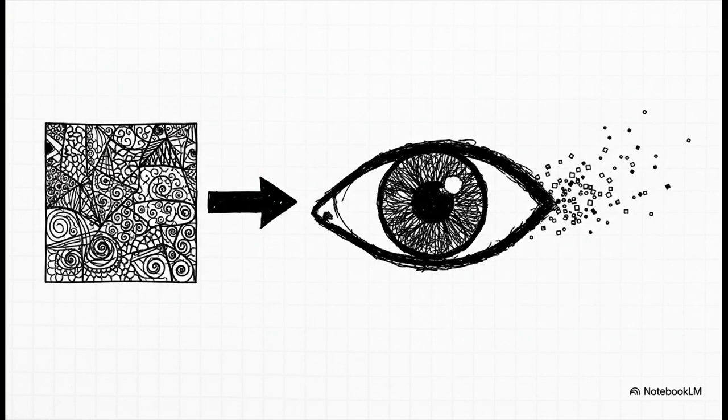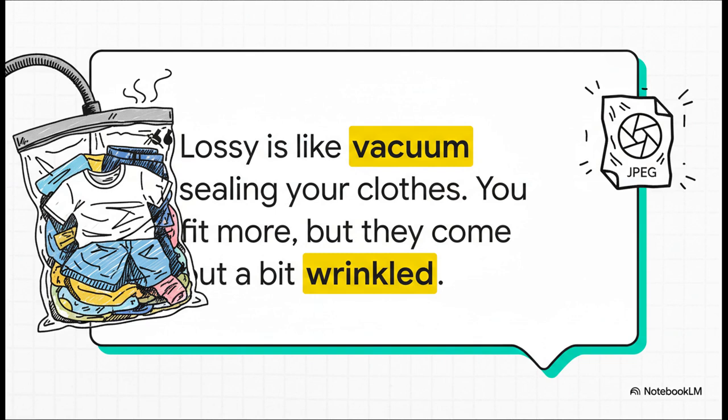But then, in 1992, JPEG comes along and just flips the whole table, especially for photography. A group of engineers got together and took a radical new approach. They asked a really brilliant question. How much data can we actually throw away before a human eye even notices? This whole idea is called lossy compression.